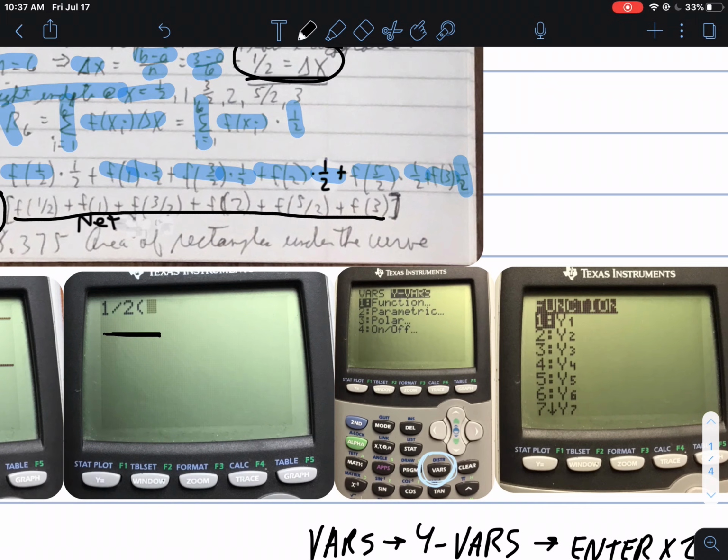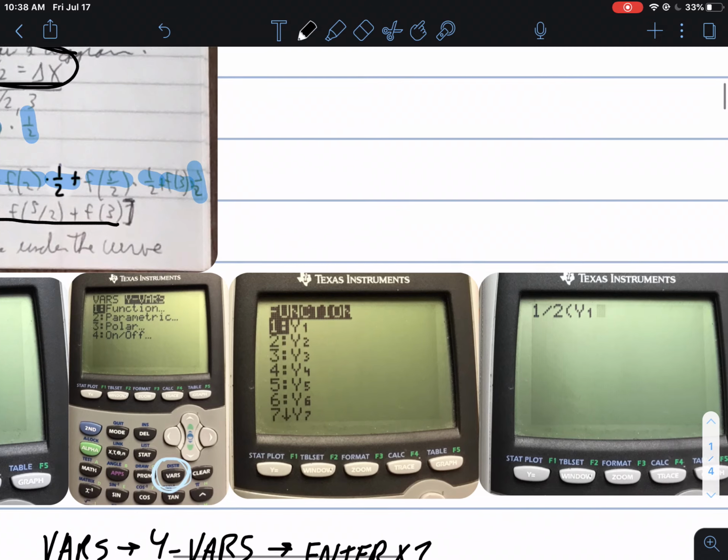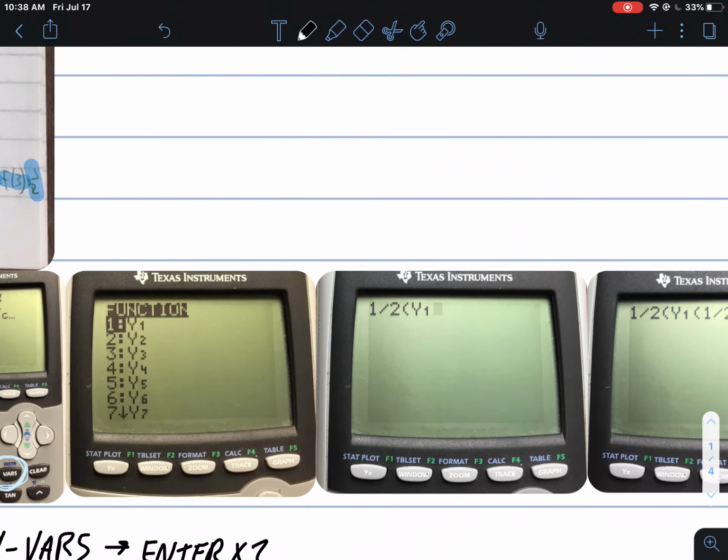Didn't want that. Hit enter. It brings you to this screen, which says y1, y2, etc. Well, we put our function into y1, so that's what we want. So we're just going to hit enter again. All right. And it's going to bring you back to the home screen, and it'll have a y1 up there.